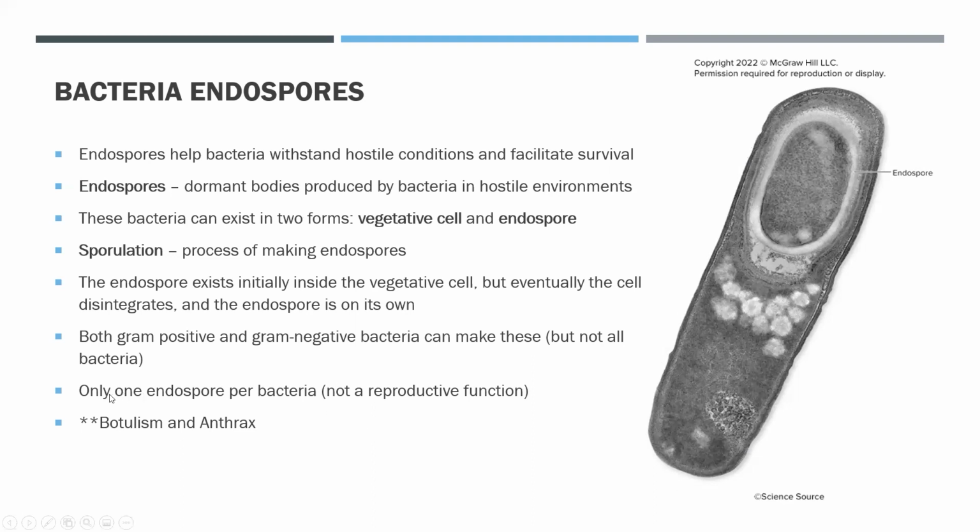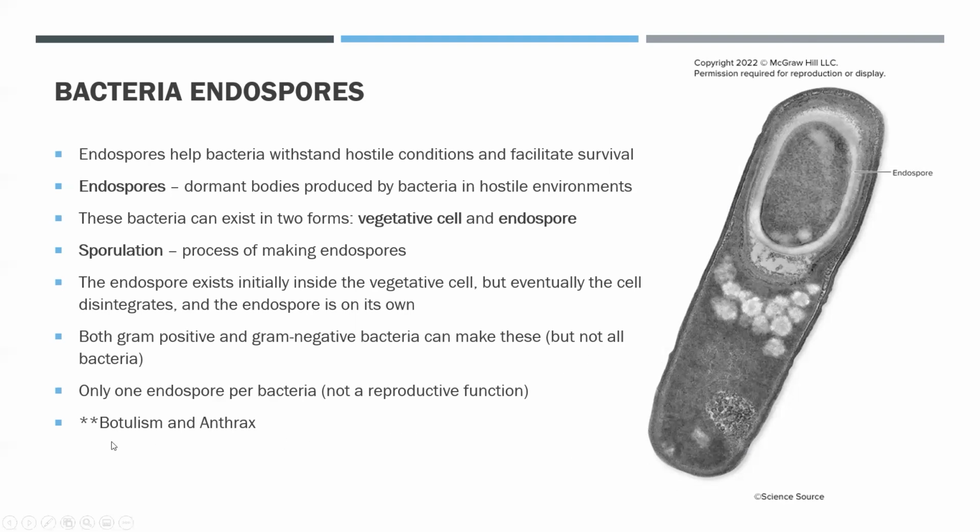We only see one endospore per bacteria. So you can see here, we only have one, which means this is not a reproductive function. It's just trying to survive as a species. It's not trying to duplicate or replicate itself, because we're going from one vegetative cell to ultimately one endospore, which means our population hasn't gone up.